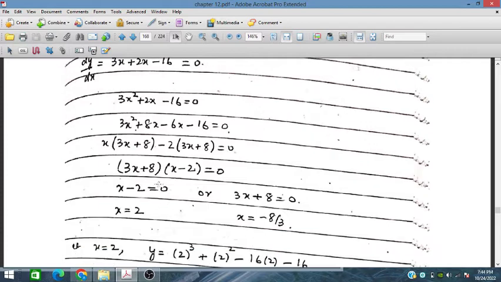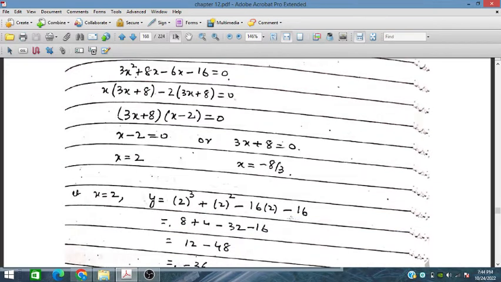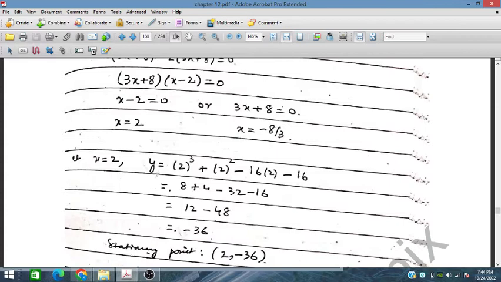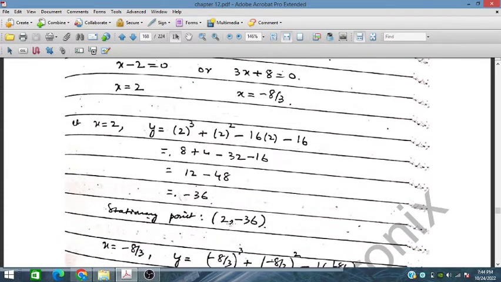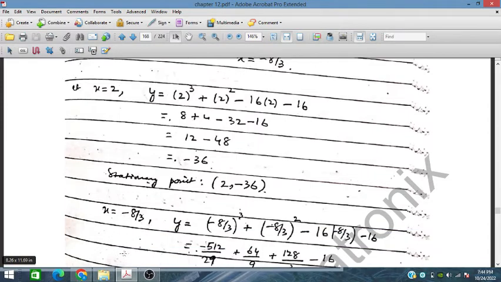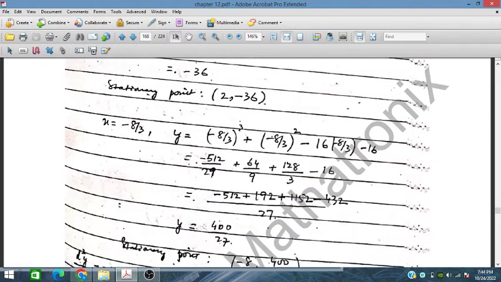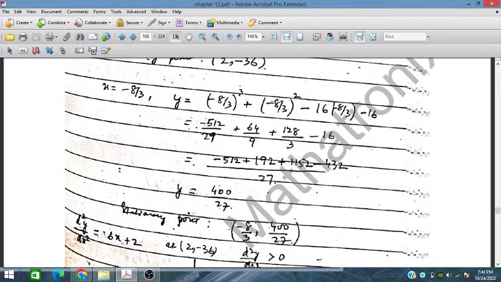So we take this out, and we have factorized to get x minus 2 is equal to 0, 3x plus 8 is equal to 0, so x is equal to 2, or x is equal to minus 8 upon 3. At x is equal to 2, we have y is equal to this. The stationary point is this, 2 and x minus 3. For x is equal to minus 8 by 3, we have y equal to 400 by 27. So the stationary points are these.